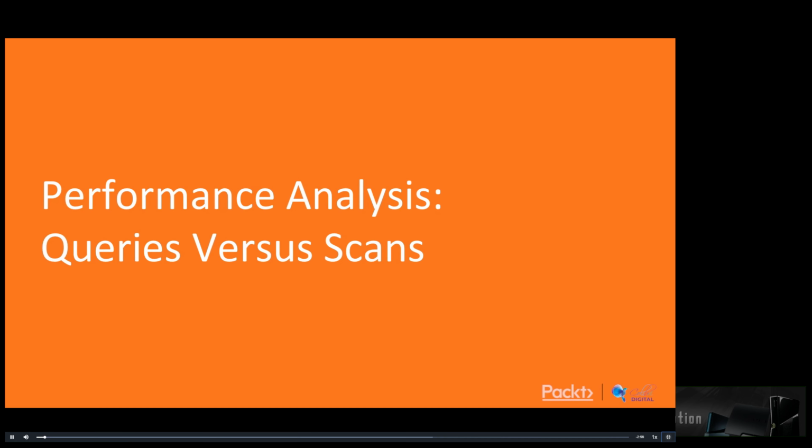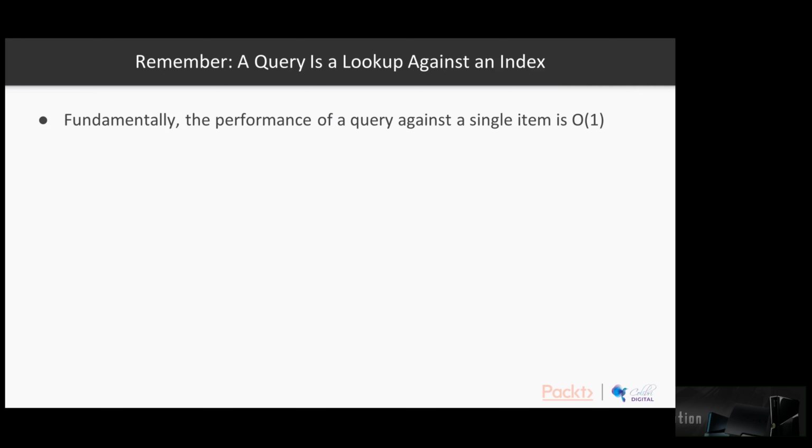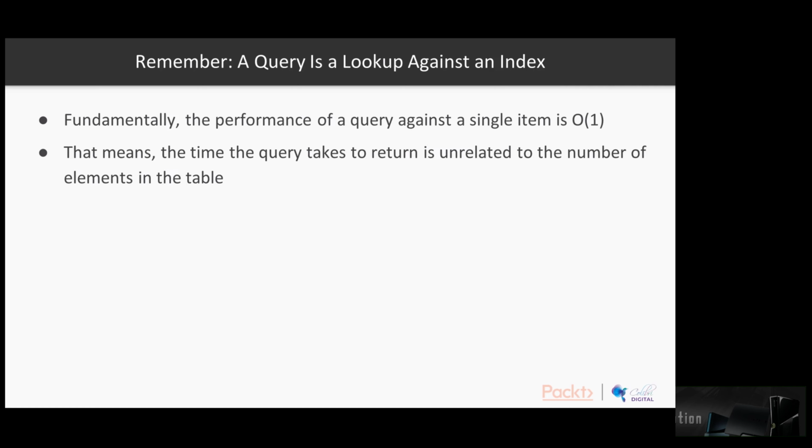Welcome back, and welcome to video 3, performance analysis, queries versus scans. So remember, a query is a lookup against an index. So fundamentally, the performance of a query against a single item is O(1). That means that the time the query takes to return is unrelated to the number of elements in the table. So even if you've got 10 billion elements in the table, the query will still come back in O(1) time. So that is less than 10 milliseconds.